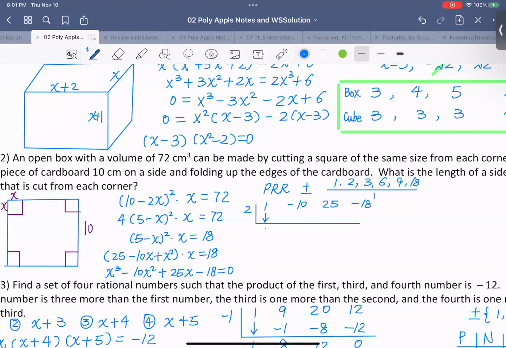So you put the 1 down. So then 2, negative 8, negative 16, 9, and 18, and then 0. Good. Next. This means what? X squared minus 8x plus 9. Good. X squared minus 8x plus 9 equals to 0.